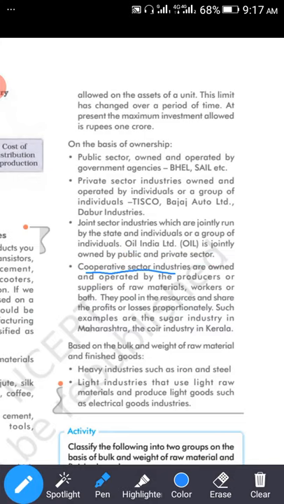Next one, the cooperative sector. It is very important to understand that the producer and the supplier are both equally responsible for the benefit or the loss. When the producer produces the goods on time and supplies them to the factories, then the resources can be used, and then the profit or loss is considered. Example, the sugar industry needs sugar cane, and if the supply of sugar cane to the industries is delayed, it loses sucrose, production is reduced, and there is a loss. Another example is the coir industry.